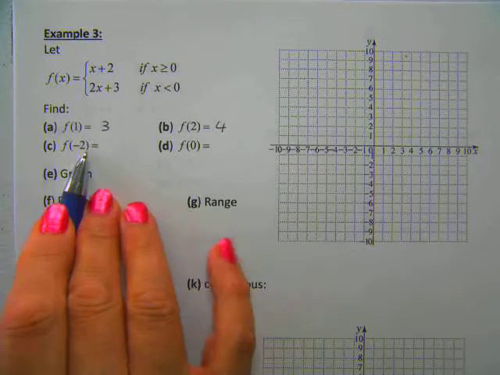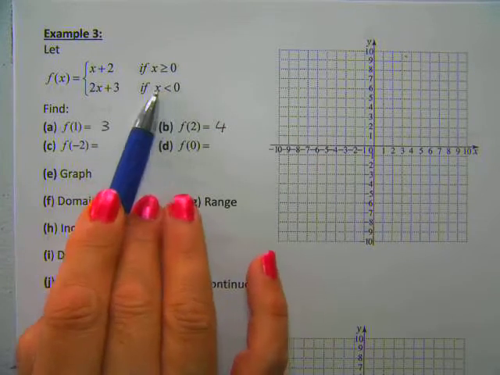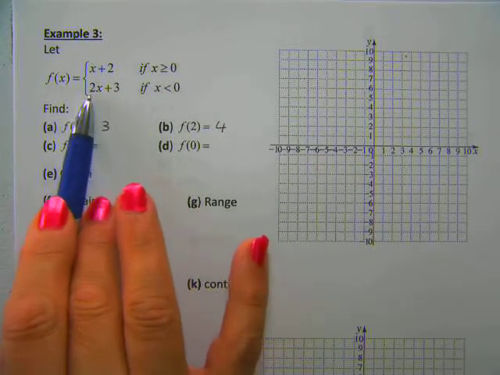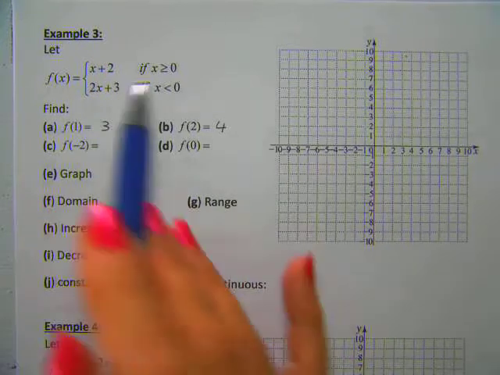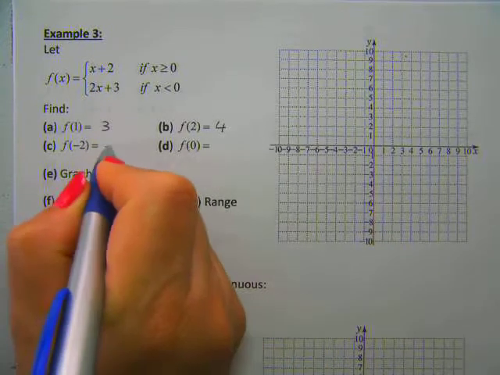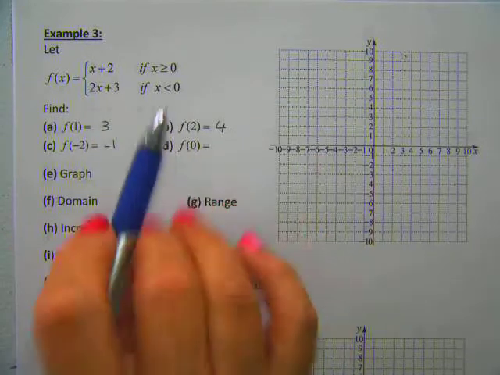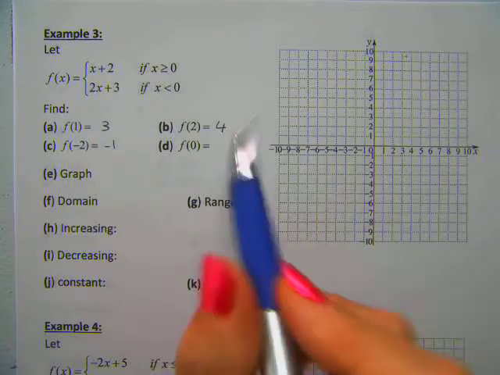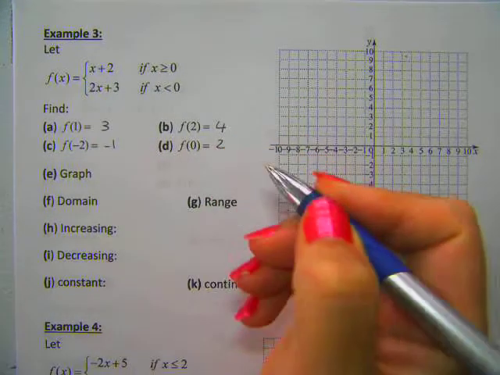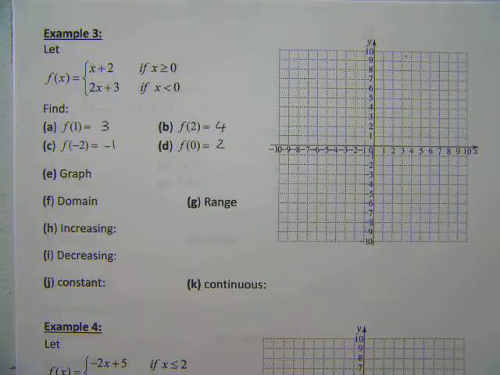Negative 2. Negative 2 is less than 0, so we're going to evaluate it here. So 2 times negative 2 is negative 4. Negative 4 plus 3 is negative 1. And 0 belongs to the first function. So when x is 0, y is 2. You can't have 2 values. Remember, it won't be a function.